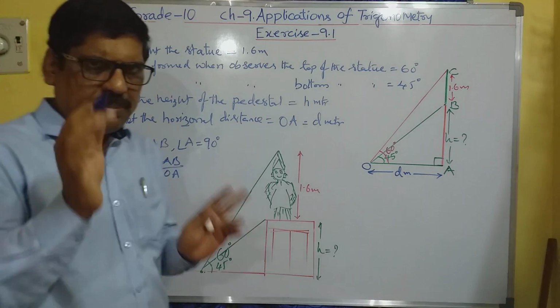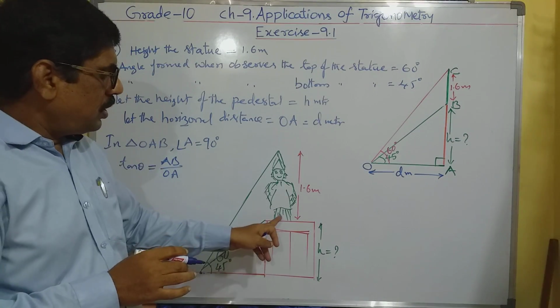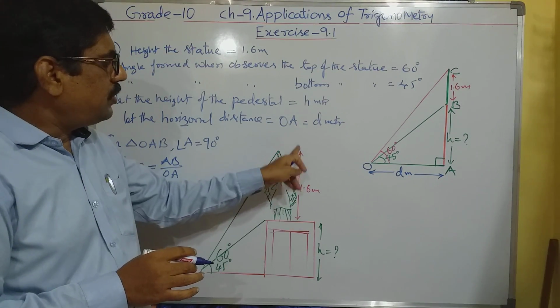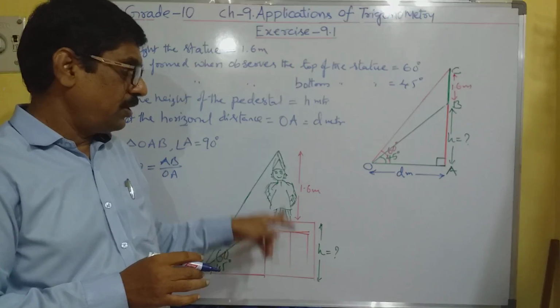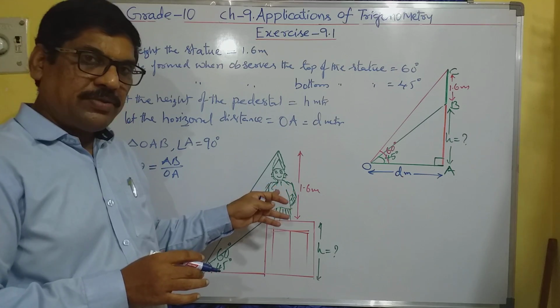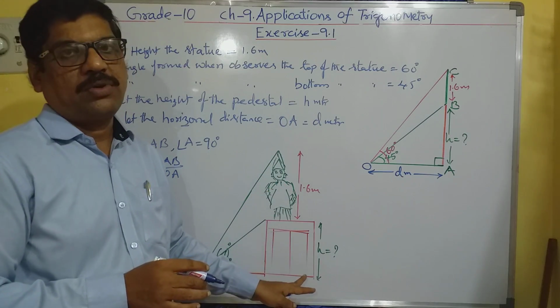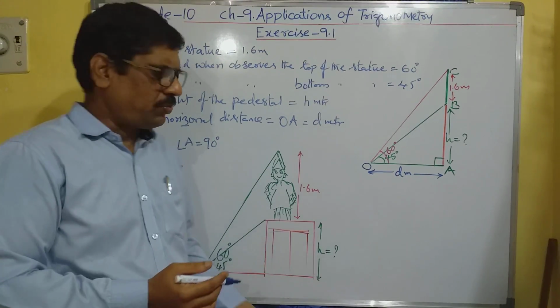So just to compare with the previous problem, in the previous problem, the building height is given, tower height was not given. But in this, the top one, that means the statue height is given, bottom height is not given. It is same as the previous problem.